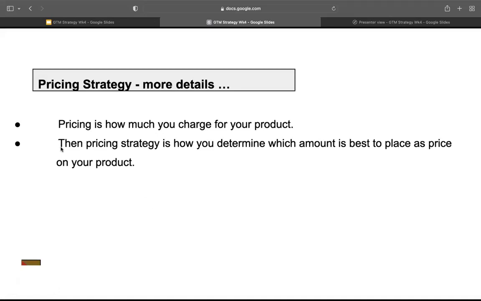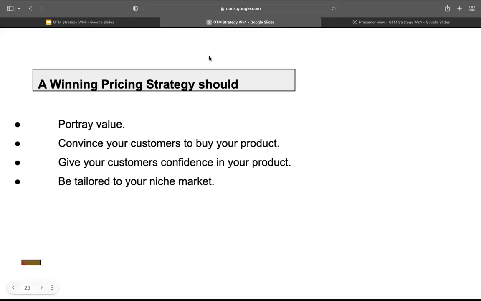The pricing strategy is how you determine which amount is best to place as the price. That means you want to determine if 450 naira is best, or if 500 naira is best, and then you also want to determine if the transactional model is best or the subscription model is best. This is the strategy. So you can see pricing is different from pricing strategy. Am I communicating? You are. Yes, ma'am.